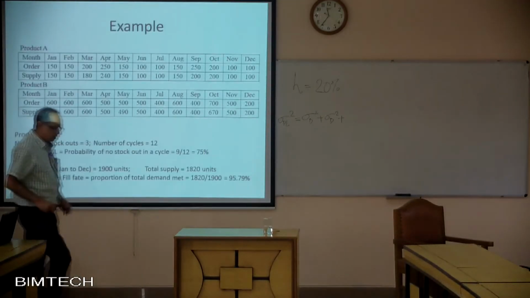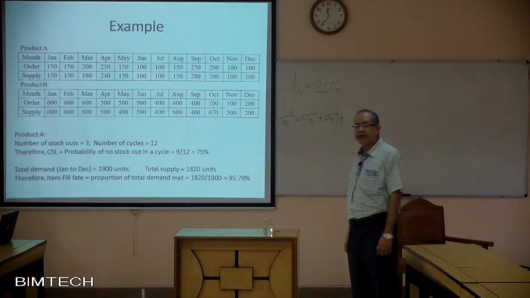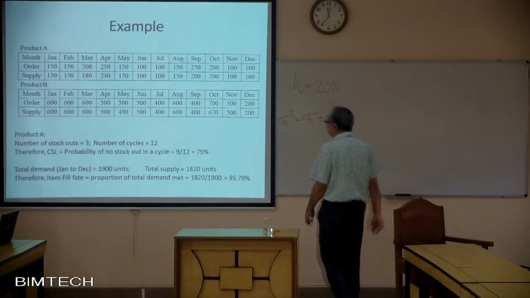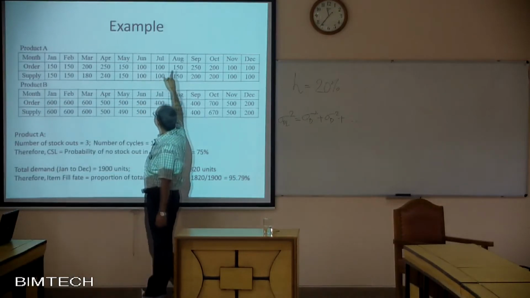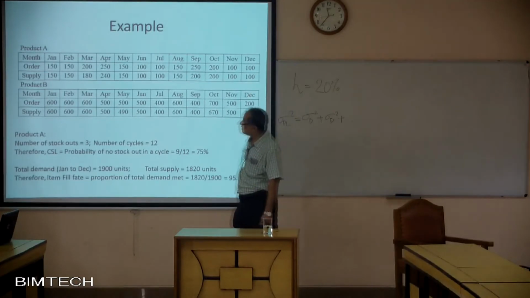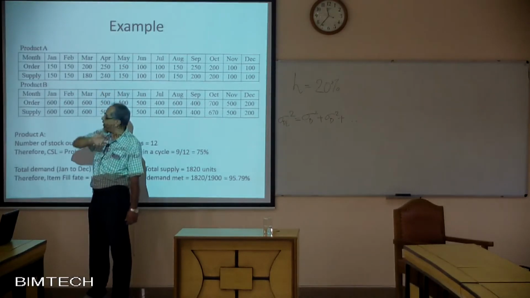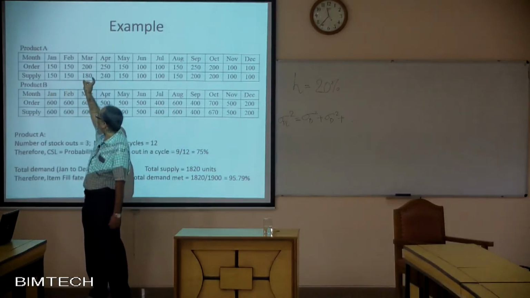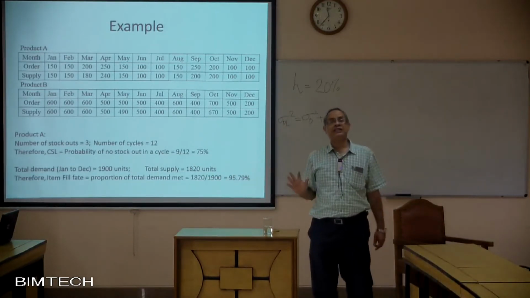Now, let us look at this example to understand the difference between CSL and item fill rate. So what we have is two products, product A and product B, and we have some data for 12 months, Jan till December. Now, what data is this? We have orders placed for product A and for product B. We also have the corresponding supplies that are made each month.